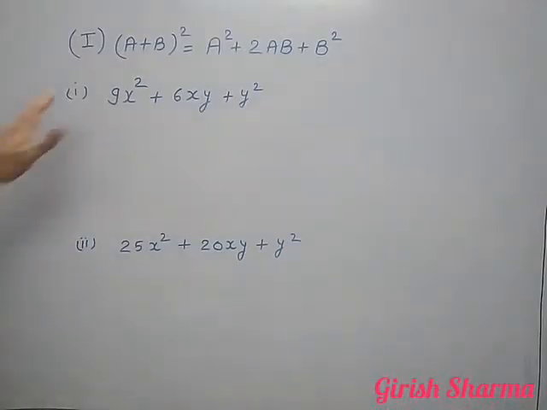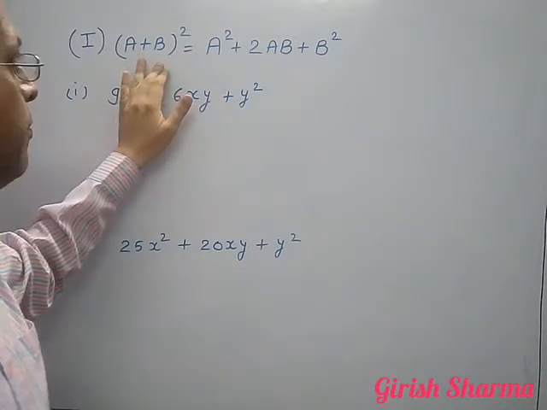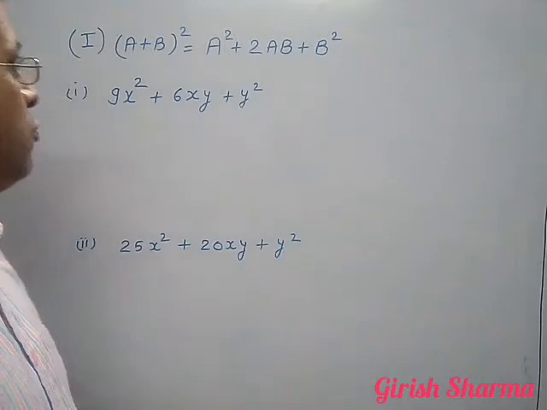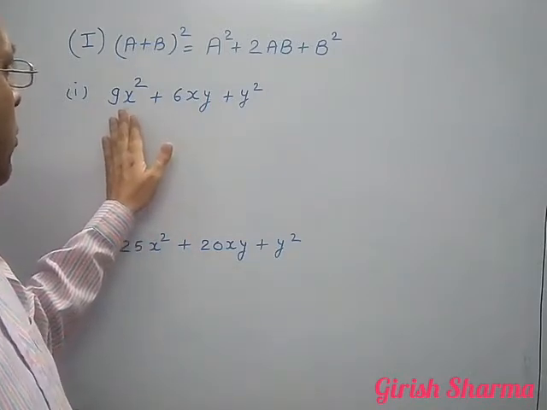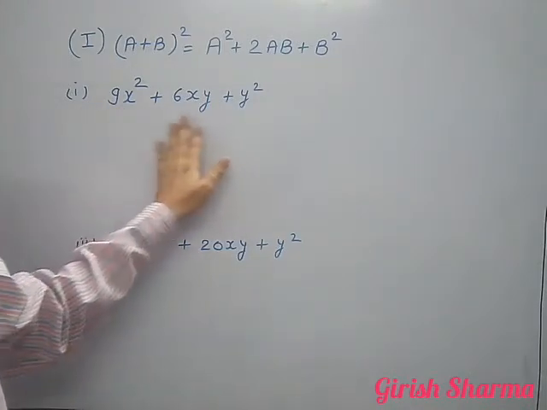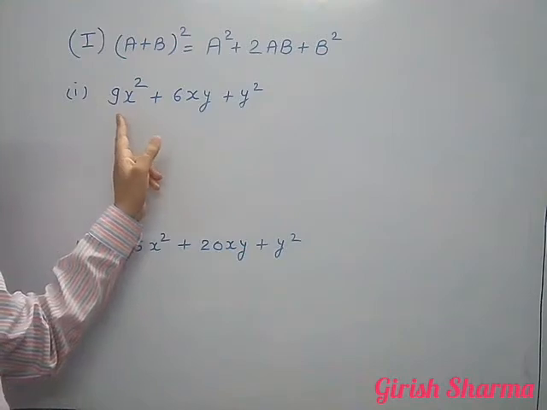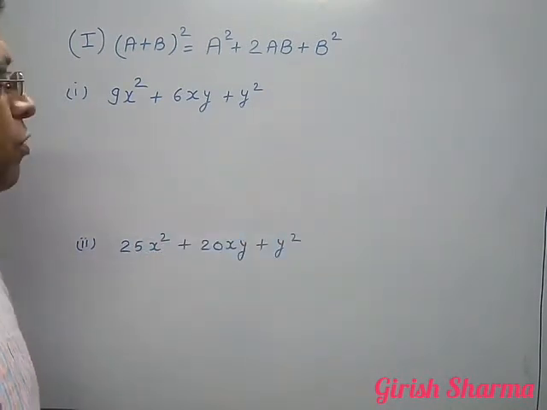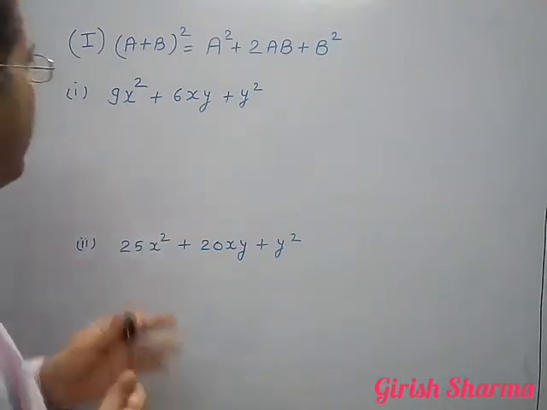Let's discuss the identity (a plus b) whole square, that is a square plus 2ab plus b square. Now come on, the first question: we have to factorize 9x square plus 6xy plus y square. You have seen this in lower classes also. See here, how can I factorize it?